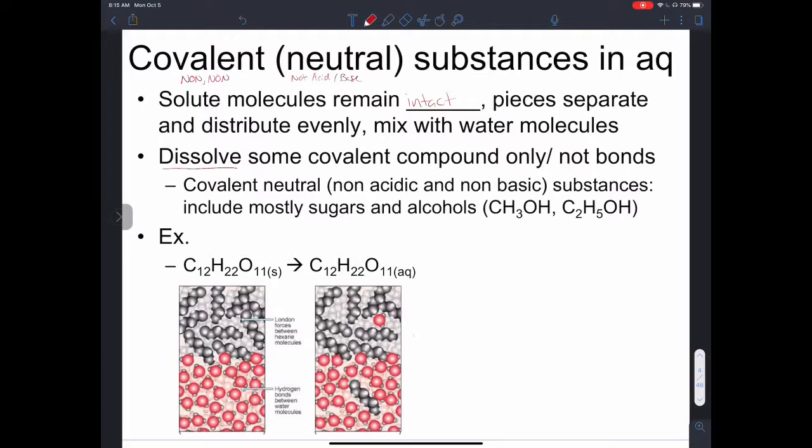There are no ions. And the bonds between the atoms in the molecules also do not break. So dissolving is what happens. Some covalent compounds dissolve only. The bonds do not come apart. Covalent neutral compounds, not acidic or basic substances. And this includes mostly sugars and alcohols. So this is an example of an alcohol. Alcohol has an OH group on the end. And then the beginning is an organic looking molecule, something with carbons and hydrogens. So that's how you would recognize alcohols.